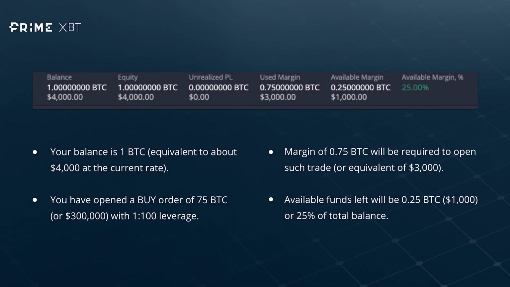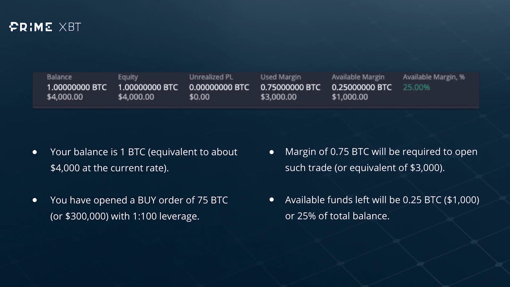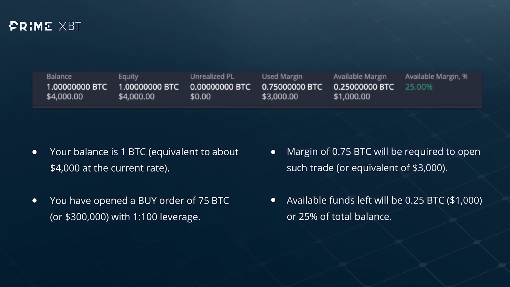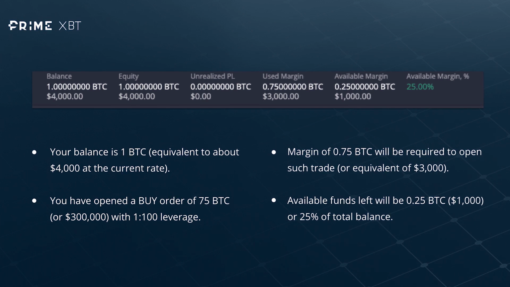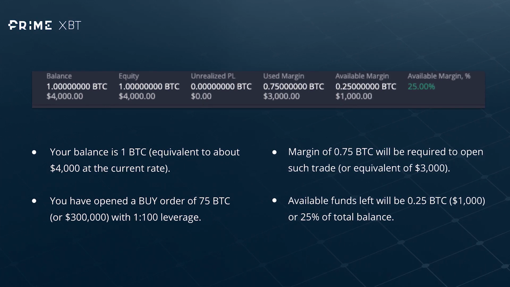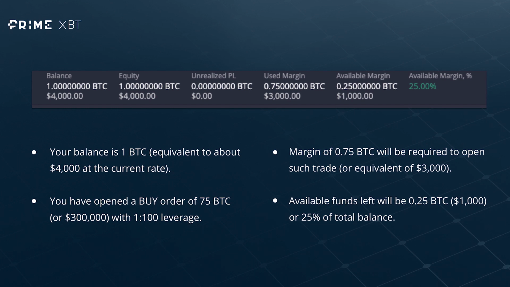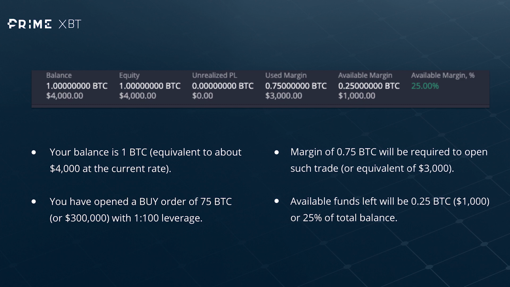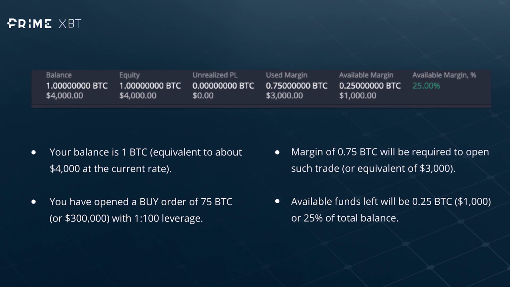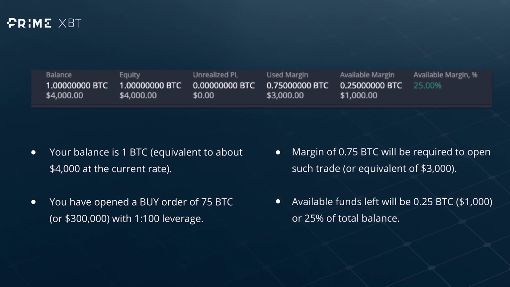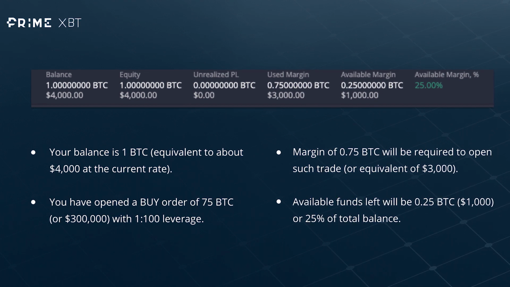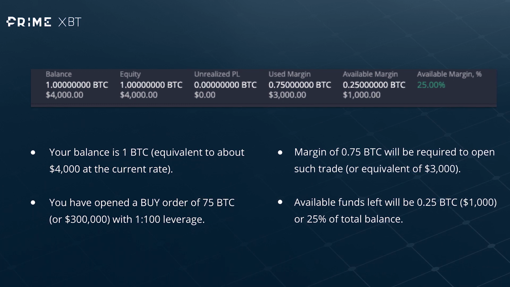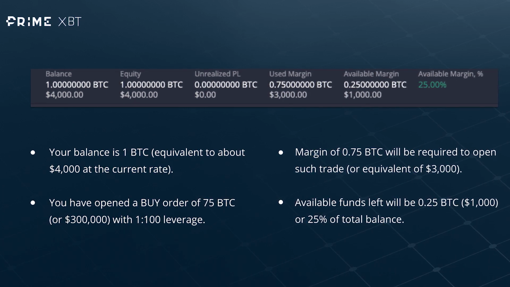For example, your balance is 1 BTC, which is equivalent to about $4,000 at the current rate. You have opened a buy order of 75 BTC, or $300,000, with 1 to 100 leverage. Margin of 0.75 BTC will be required to open such a trade, or the equivalent of $3,000. Available funds left will be 0.25 BTC, $1,000, or 25% of the total balance.